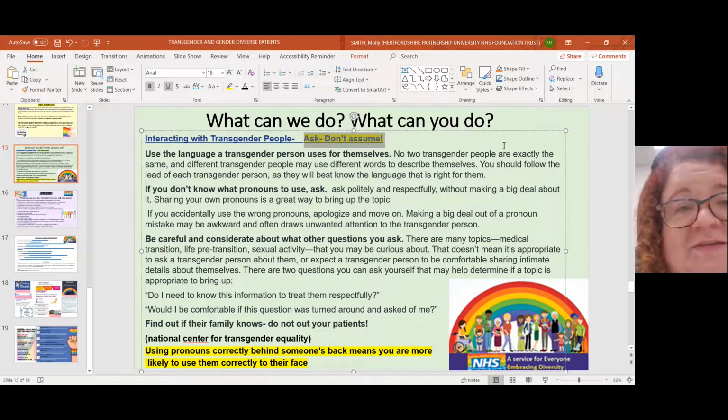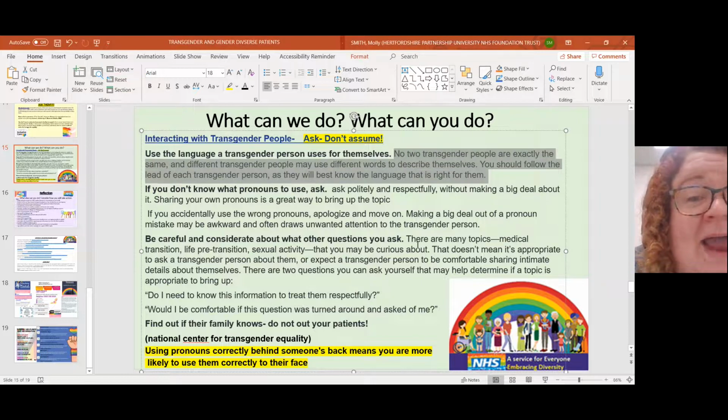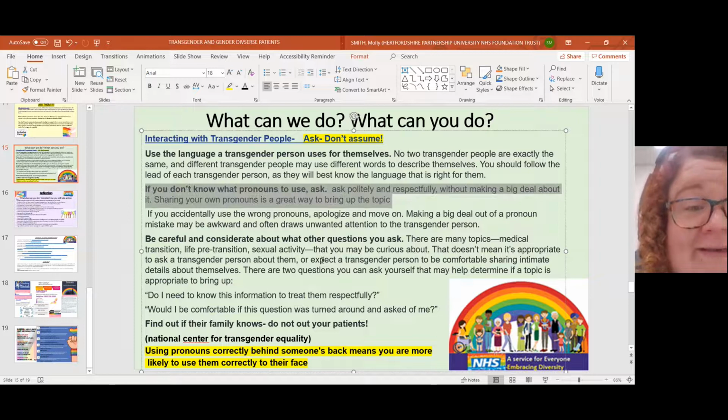Use the language that person uses for themselves. Everybody identifies slightly differently. No two transgender people are the same. So follow their lead, follow what they like, what language they want you to use. And like we said, if you don't know, ask.